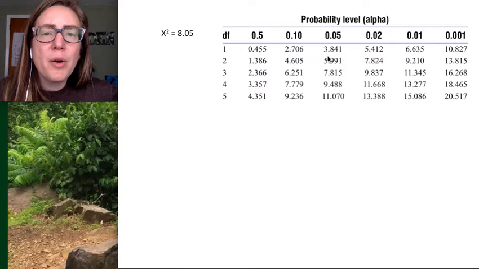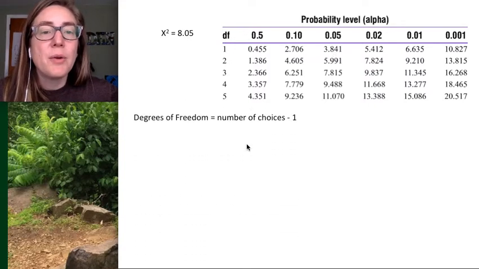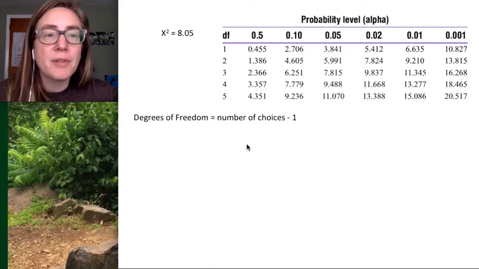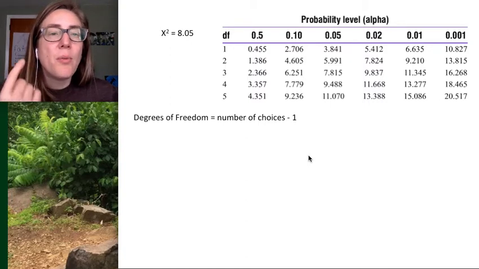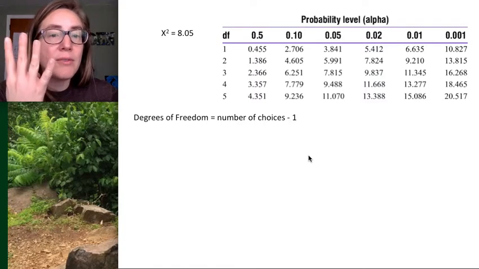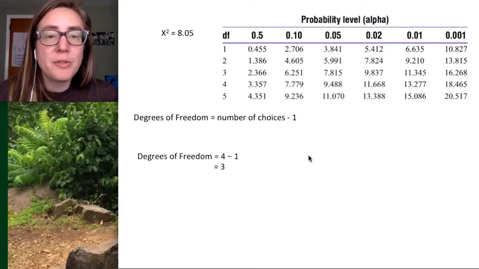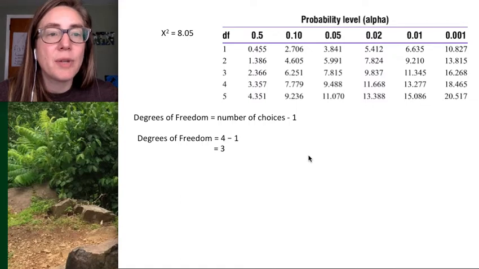So how do we know if I use the DF 1, 2, 3, 4, or 5? Well, the DF stands for degrees of freedom. To calculate that, you just take your number of choices minus 1. In this case, we had wild-eye male, wild-eye female, white-eyed male, white-eyed female. So we had 4 different choices. So our degrees of freedom in this case is going to be 3.